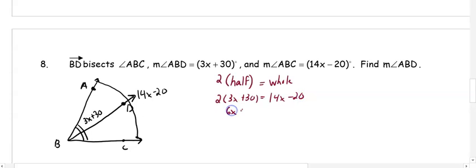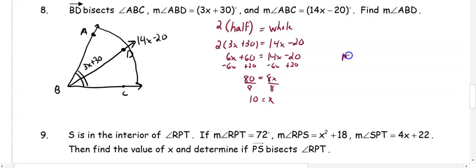We can distribute: 6x plus 60 is equal to 14x minus 20. We can subtract 6x from both sides and add 20 to both sides. So we get 80 is equal to 8x. When we divide, x is 10. Once we know x is 10, we want to find the measure of angle ABD. So we know ABD is 3x plus 30. So we have 3 times 10 plus 30, which gets us 60 degrees.